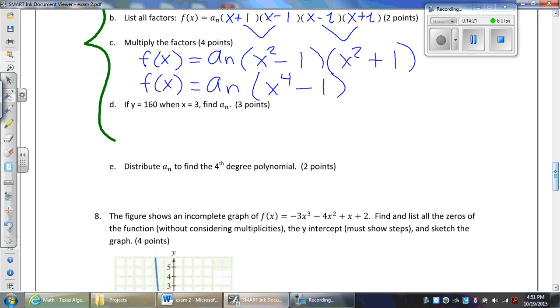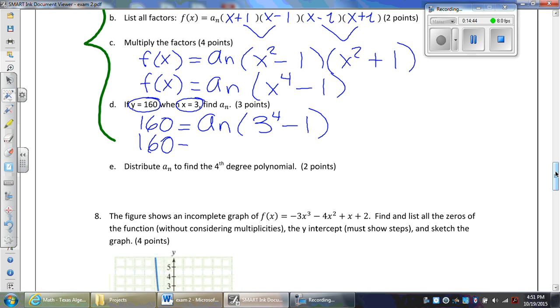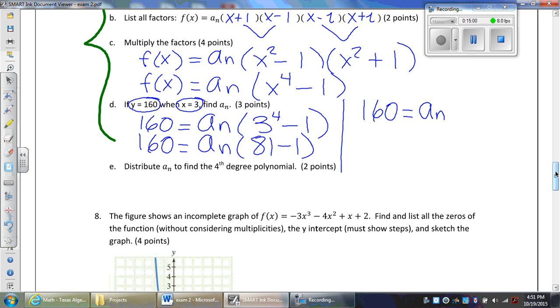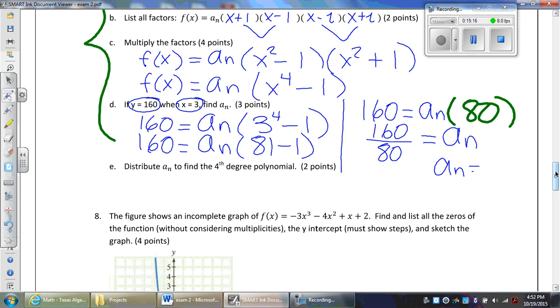All right. Now, the thing with a sub n is that you have to use the information given to you. And so what you will do is you substitute f of x with 160, and then your x with a 3. So 160 equals a sub n times 3 to the power 4, I think it's 81. Yeah, it is. So a sub n times (81 minus 1), what is it, 80? And then to solve for a sub n, it will be 160 divided by 80. And so a sub n is 2.